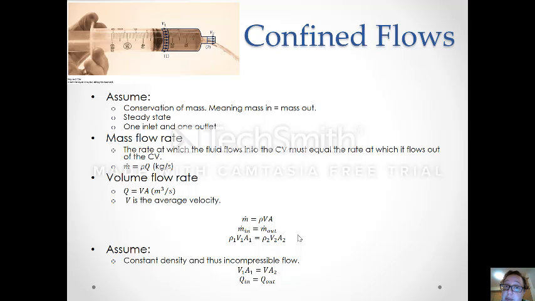Now, we can further simplify this if we assume that we have an incompressible fluid. If we have an incompressible fluid, then guess what? The density 1 is going to be equal to density 2. And if that's the case, then we can simplify this further down to saying that Q in is equal to Q out. Please note that this can only be stated if you're dealing with an incompressible fluid. If you do not have an incompressible fluid, you cannot simplify down to this equation. You have to work from this equation.